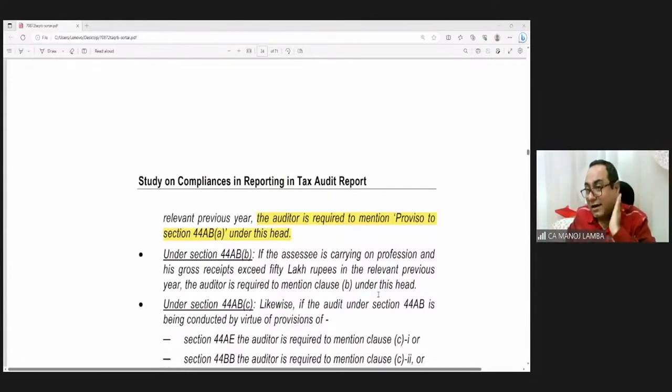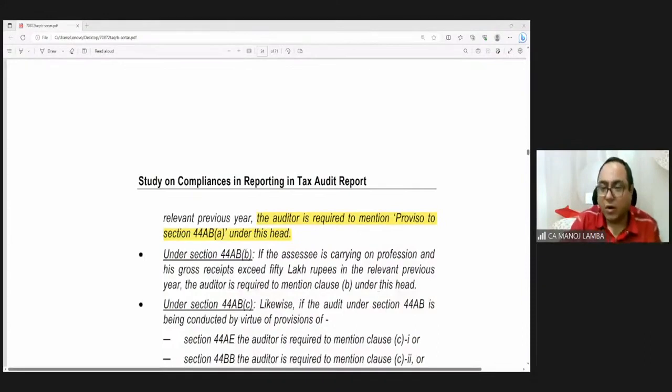Getting my point? And further, a very interesting thing here is the higher turnover limit of 10 crore. The higher turnover limit of 10 crore is available to a person carrying on business only. If you are doing profession, there is no such provision there. There is no higher extended limit of turnover. Then you have to fall in clause 44AB, sub clause B only, which now I am reading with you.